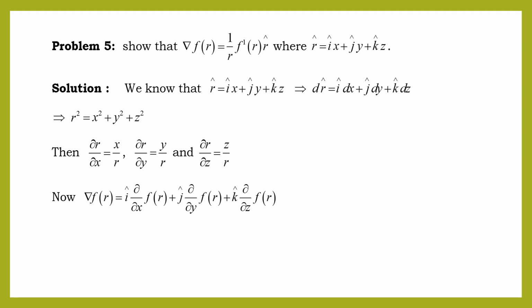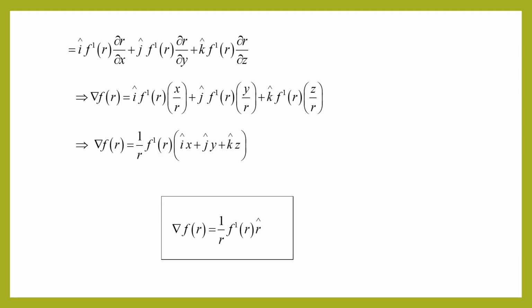Now, to find the gradient of the given function f of r, let us consider this formula. ∇f(r) equals i ∂/∂x f(r) plus j ∂/∂y f(r) plus k ∂/∂z f(r). So ∇f(r) equals i f'(r) ∂r/∂x plus j f'(r) ∂r/∂y plus k f'(r) ∂r/∂z.